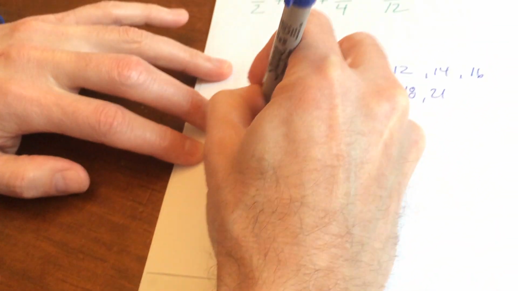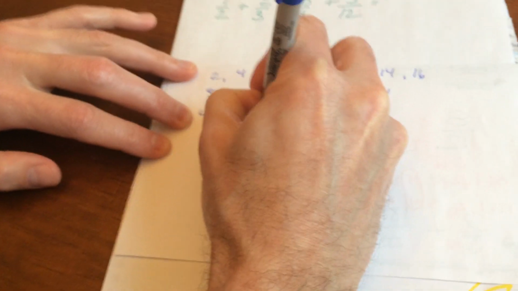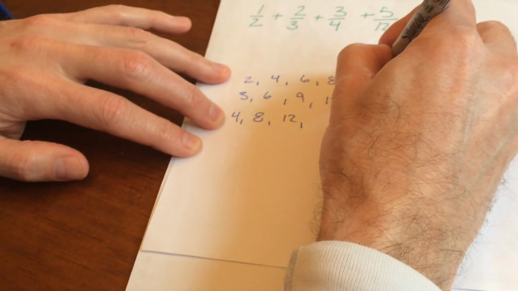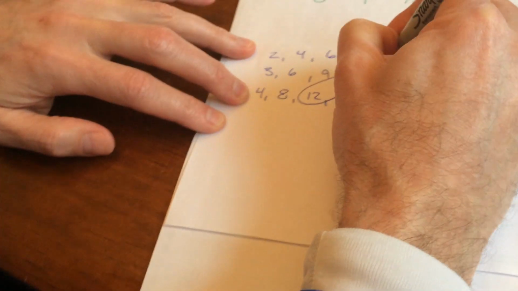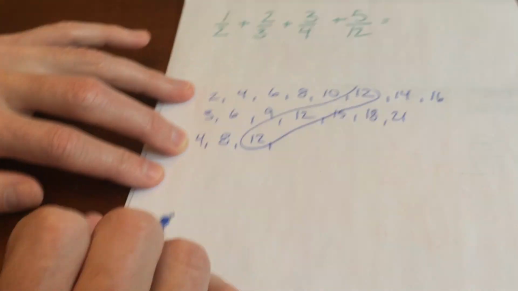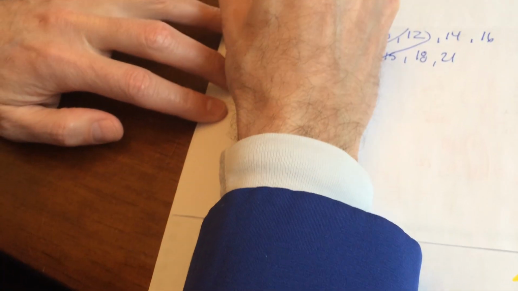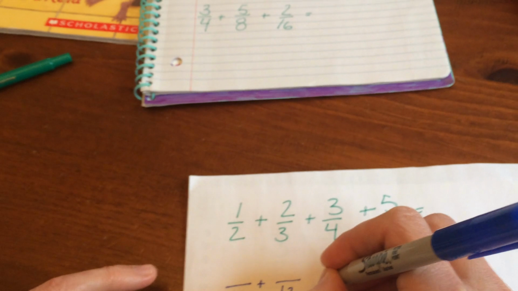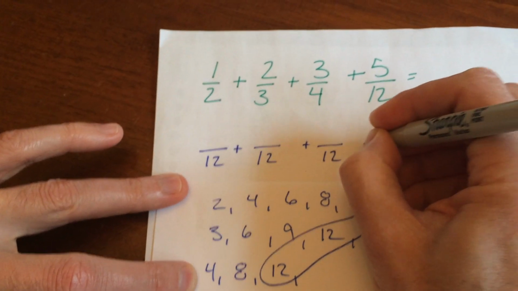4, 8, 12. I'm seeing 12 pop up a lot here. Yeah, I see 12 right there. Oh, the last one is 12. So I'm going to stop right there. My common denominator is 12. So I need to have all the bottoms to have 12 on them.